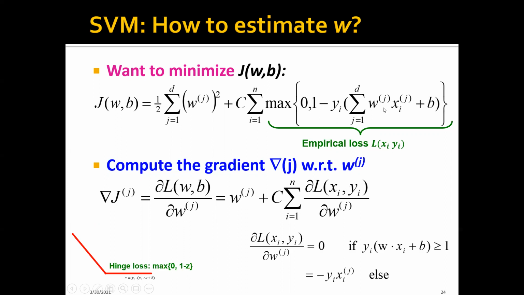And remember that we're actually using the hinge loss here. So if this margin, y times W times x plus b, is larger than or equal to 1, then this gradient term will be equal to 0. This corresponds to this flat line here. Otherwise, if it's smaller than 1, then the gradient of this empirical loss with regard to Wj will be minus yi times the jth entry of x. So this corresponds to the linear part here.